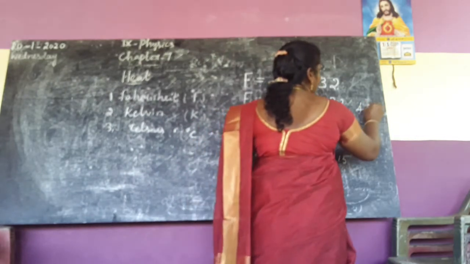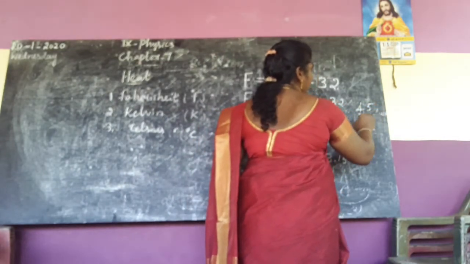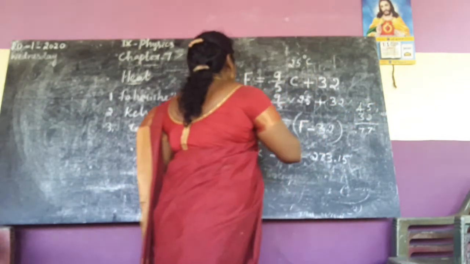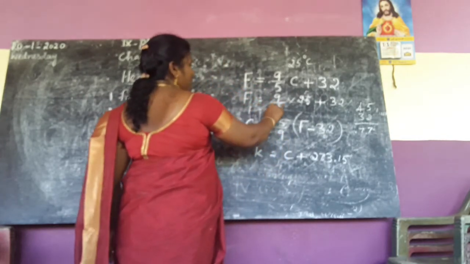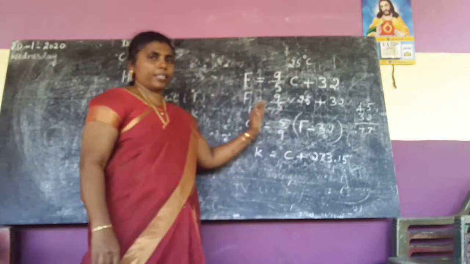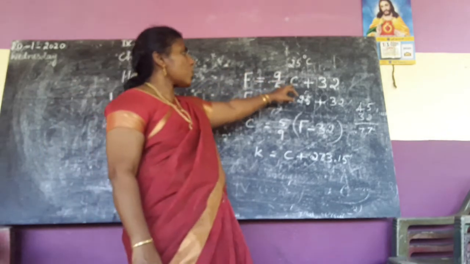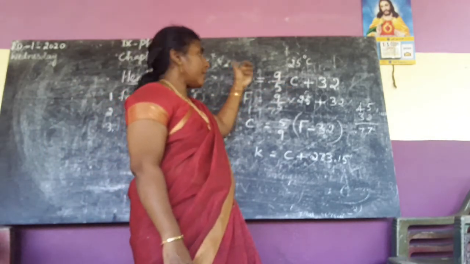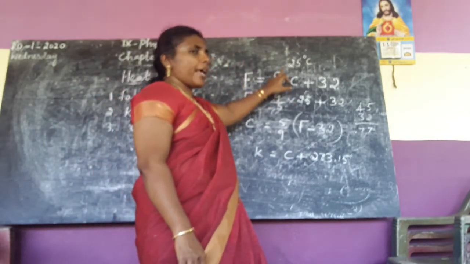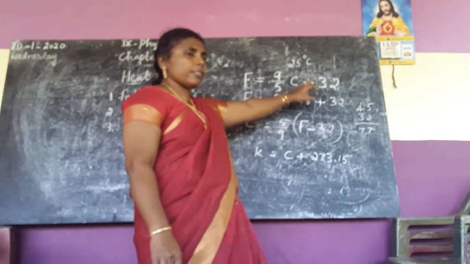Just add 45 plus 32. What's the value? 77. So Fahrenheit, what's the value? 77 degrees Fahrenheit. Like this we can change Celsius into Fahrenheit. What's the formula? F equals 9 by 5 C plus 32.